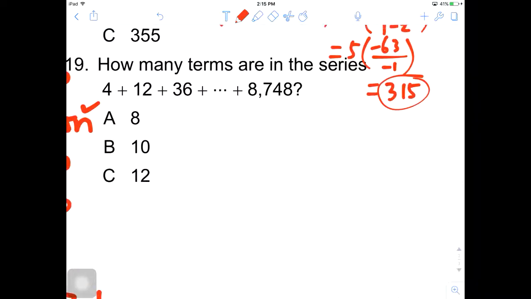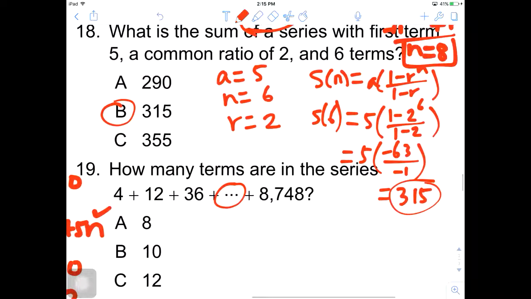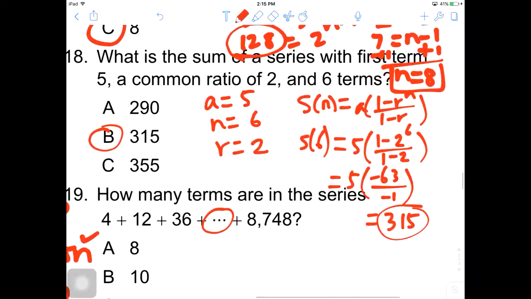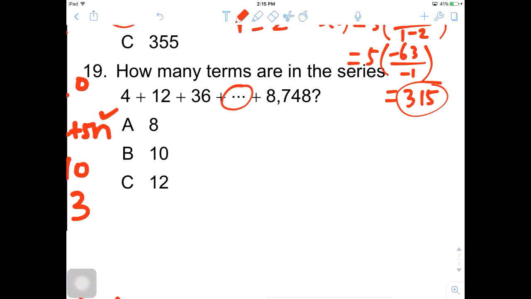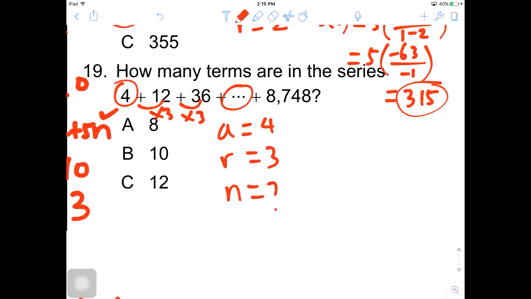The last question, how many terms are in the series? Again, it's just like the other problem that we did, exactly the same as number 17. So make sure you guys try the problem before you look at the answer, okay? So once again, we know that a is equal to 4, that's the first term. And r looks like it is times 3. So that's 3. And we do not know n. So that's why we're going to solve for it.